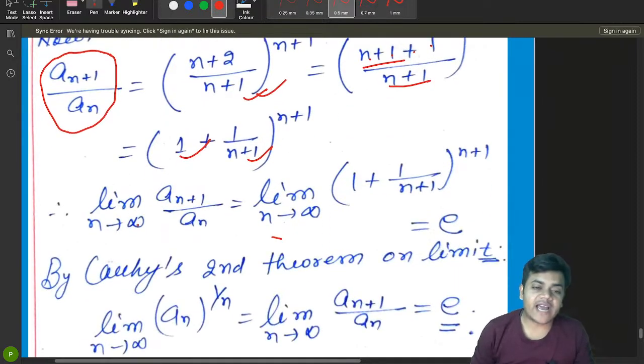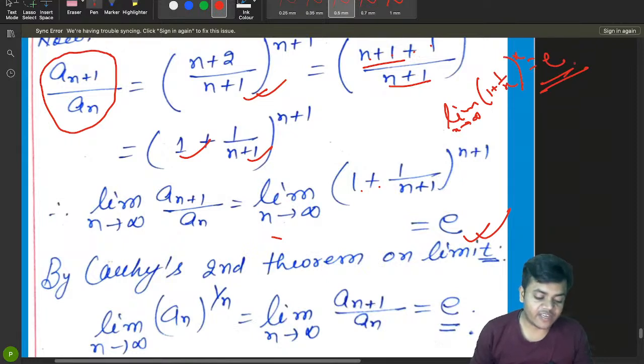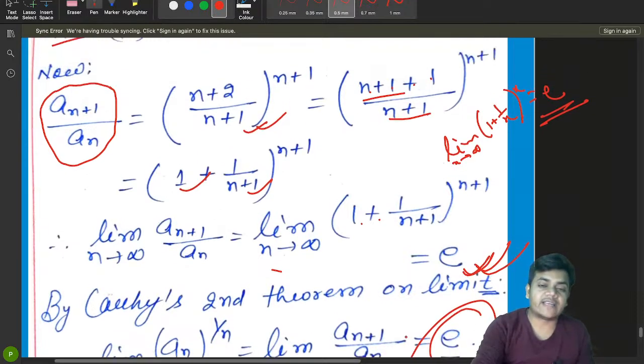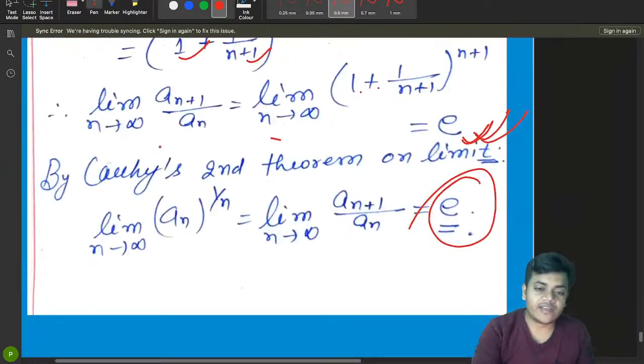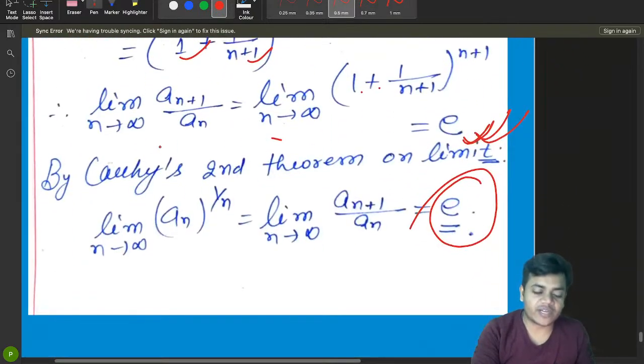So from here, limit n tends to infinity a_(n+1) over a_n is limit n tends to infinity (1 plus 1 by n+1) raised to the power n+1, which is e, because we cannot forget this formula: limit x tends to infinity (1 plus 1 by x) to the power x is equal to e. A very fundamental formula. So from there it is e, and e is the right answer. By using Cauchy's second theorem, it was very easy to get the limit.